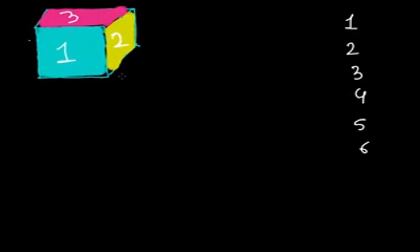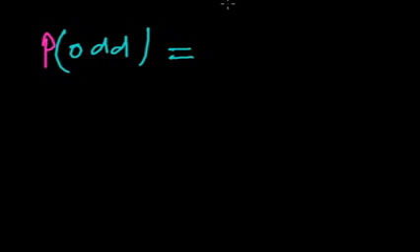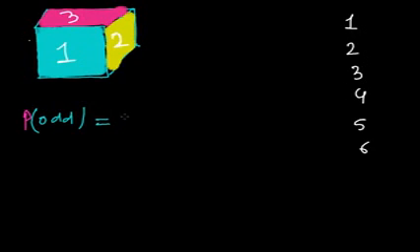So now you're just throwing this die, right? And when you throw this die, what is the probability that you will get some odd number? So how to find the probability of getting an odd number when you throw a die, right? So first, how many odd numbers are there? How many cases in which we get the odd number? That we need to find out, right?